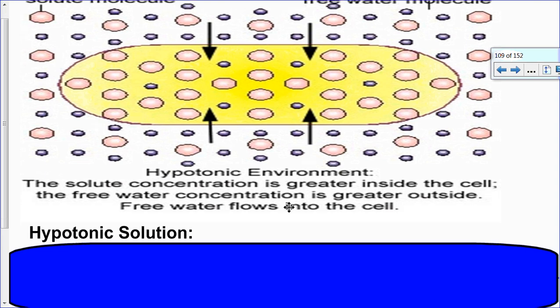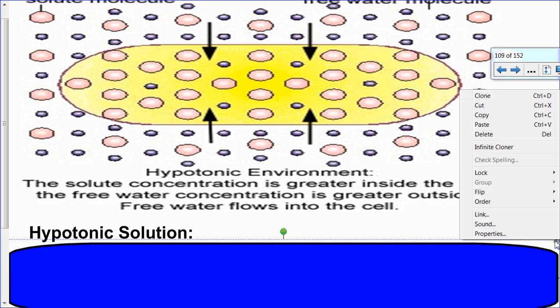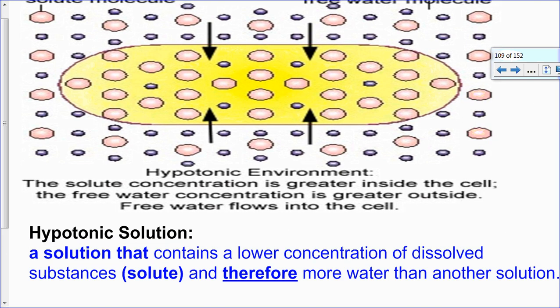The cell in this picture has been placed in a hypotonic solution or hypotonic environment where there's a lot of water outside the cell, very little solute outside the cell. That's why there's so much water. And that water is going to rush right into the cell and could swell it up or even burst it if there's too much diffusion of water into the cell. So this is a hypotonic type of solution.